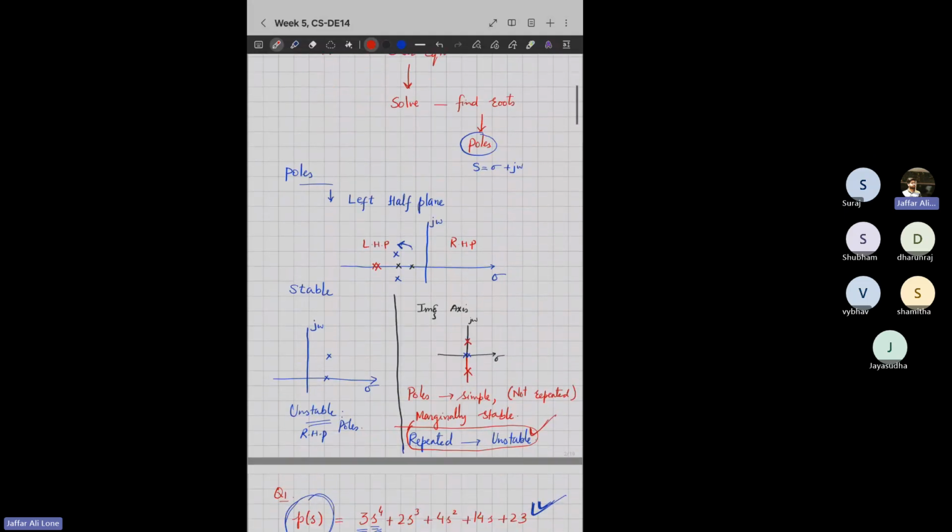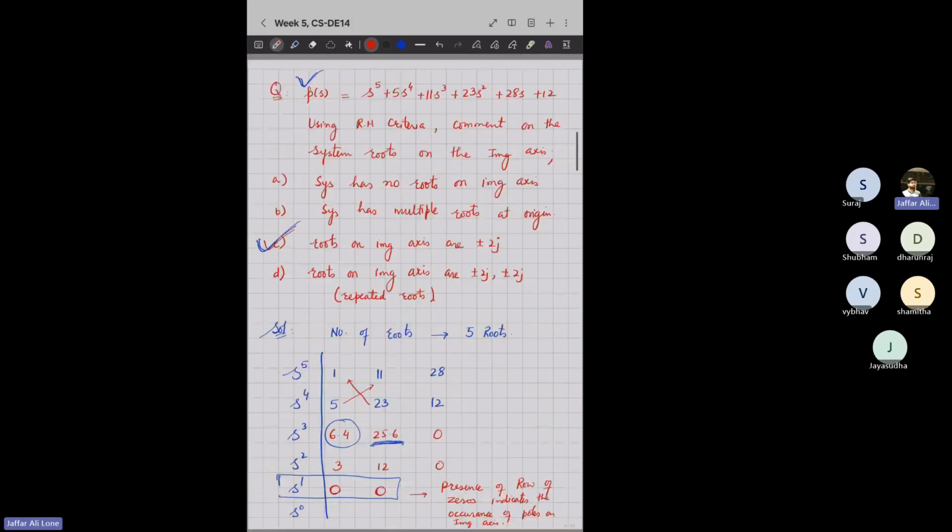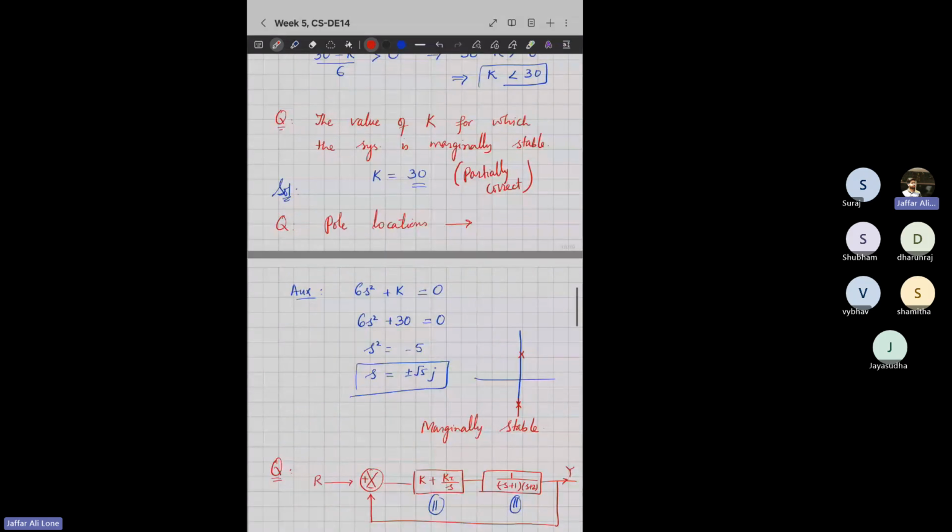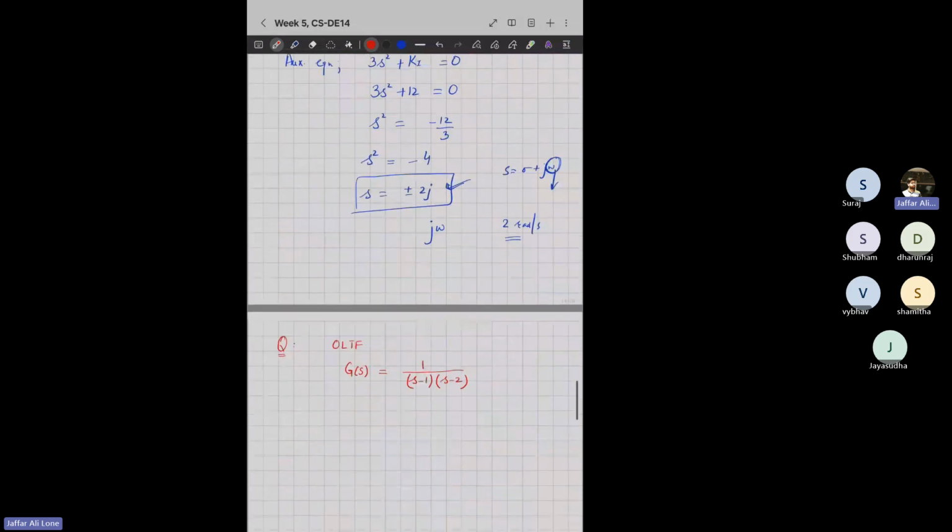If the poles are on the imaginary axis, but they are not repeated, then the system is marginally stable. If the poles are on the imaginary axis, but they are repeated, then the system is unstable. But as of now, we only saw the cases where my system poles were on the imaginary axis, but they were not repeated. So the system was marginally stable. If they would have been repeated, then the system would have been unstable.